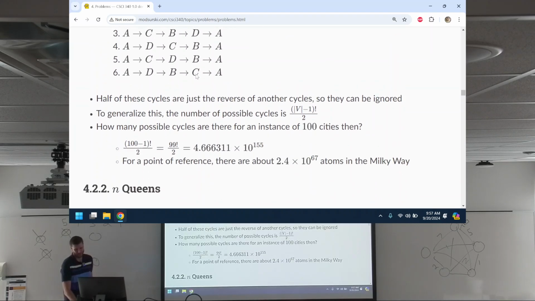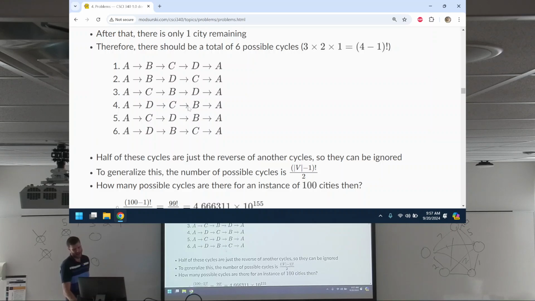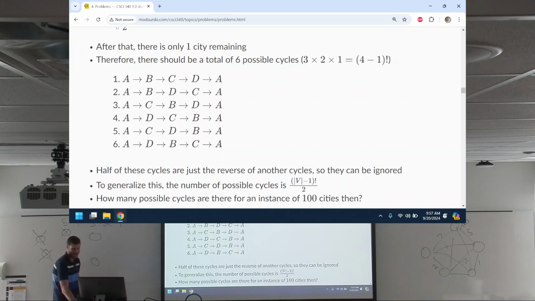So we could play a game where half of the cycles are the same forward and backwards. What I mean is, A, B, C, D, A is the same as A, D, B, C, A. Going one direction versus the same backwards, it's the same cycle, just in reverse. It doesn't really matter, right?